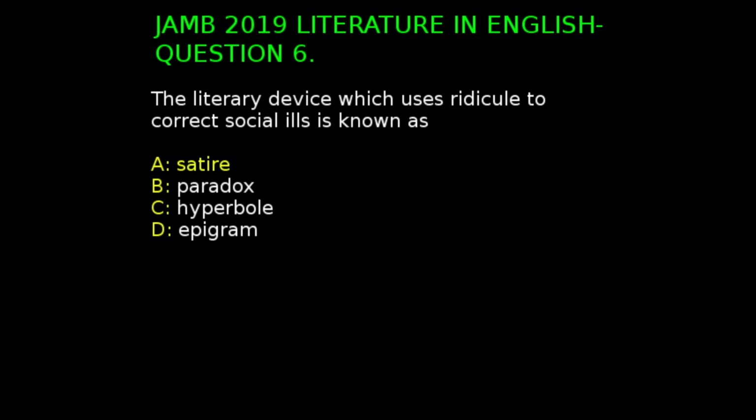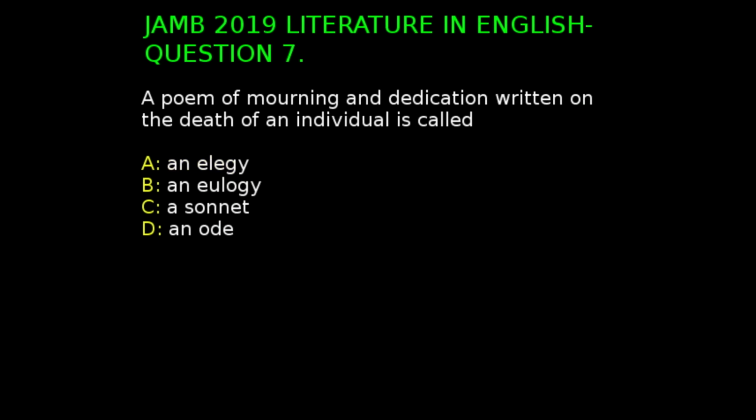It is satire because having defined satire as a way of criticizing a person or idea by using humor to show their faults and weaknesses, it is easier to relate satire to the question above, which states that a device which uses ridicule to correct social ills is known as A. Satire. JAMB 2019 Literature in English question 7.